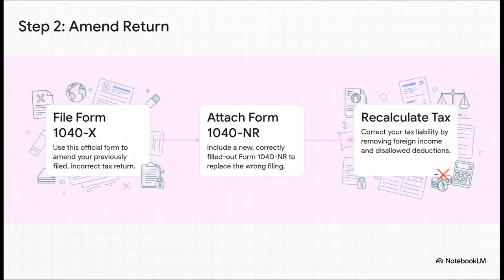Okay, once you've confirmed you filed the wrong form, the next step is to file an amended return. You're going to use Form 1040X, and you'll attach a correctly filled out Form 1040NR to it. This whole process means you're totally recalculating your tax to make things right with the IRS. And moving forward, this is exactly why using software specifically built for non-residents, something like SprintTax, is so crucial to avoid this whole mess in the first place.